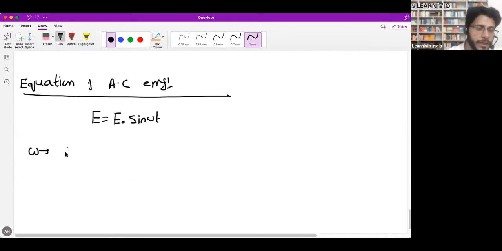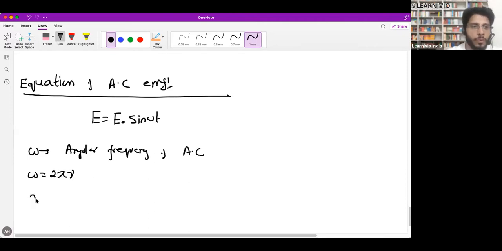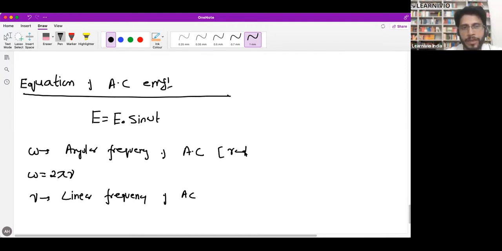What is omega? Omega is the angular frequency of the AC current term. You can write your omega as 2 pi nu, where nu is the linear frequency of AC. The SI unit of omega is radian per second. The SI unit of linear frequency is hertz. And this is the relation between them.